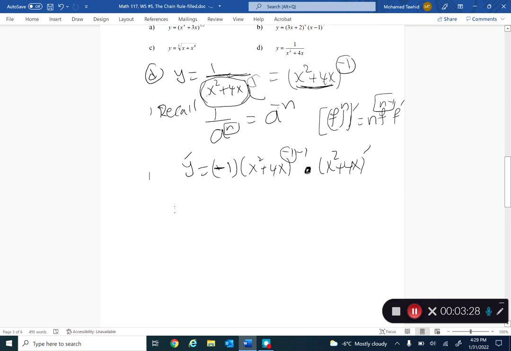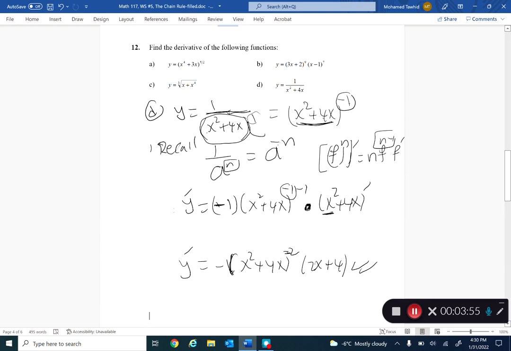If I simplify this, negative 1 is a negative sign, and the bracket x squared plus 4x. Negative 1 minus 1 gives you negative 2. What is the derivative of x squared? You have 2x. What is the derivative of 4x? You just have 4. You don't need to simplify, just leave it like this. That is our derivative. If some people ask, can I use the quotient rule? Yes, you can, and it will absolutely be correct.